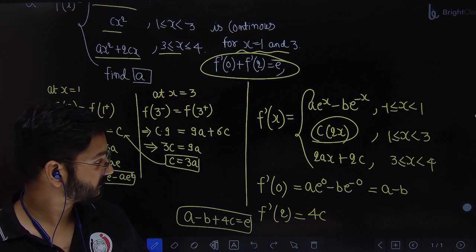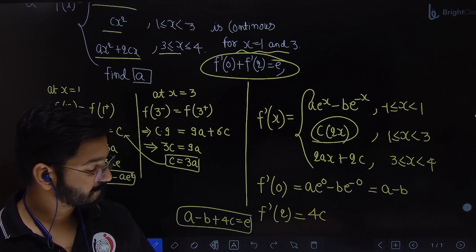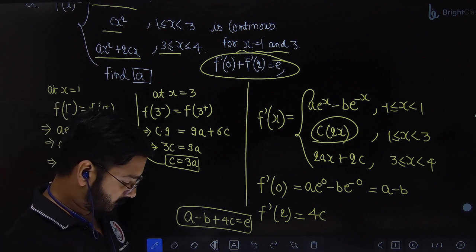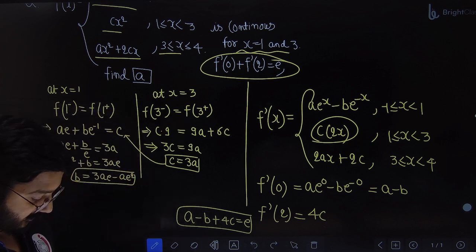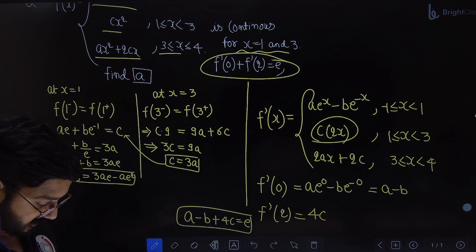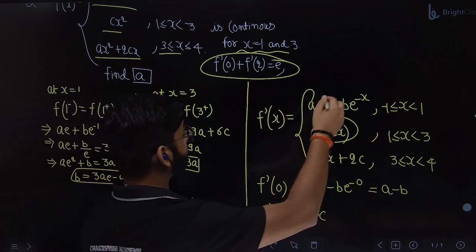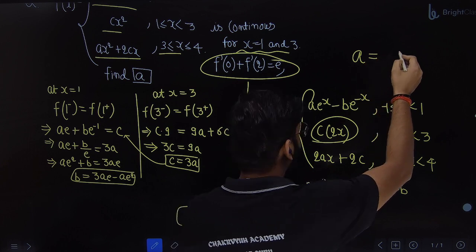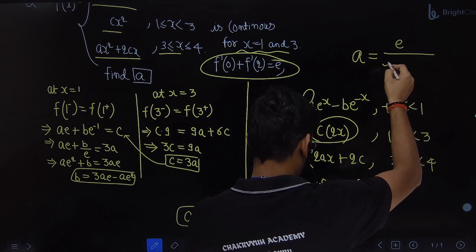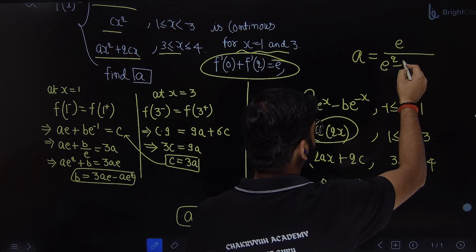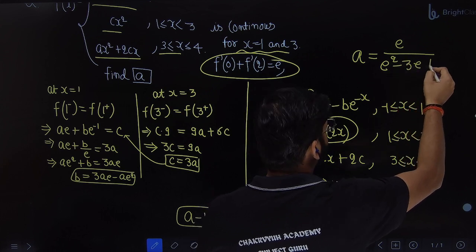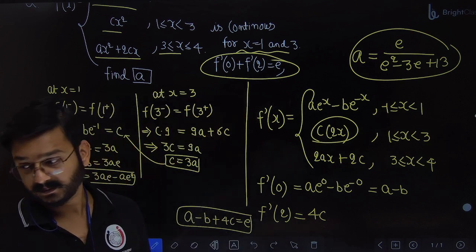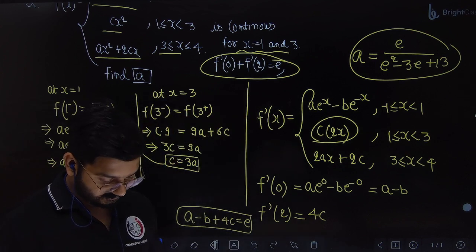Any other question? I will write the final answer. Once you calculate, you can match your answer. Final answer is a equal to e divided by e square minus 3e plus 30. So once you finish, you can match your answer.